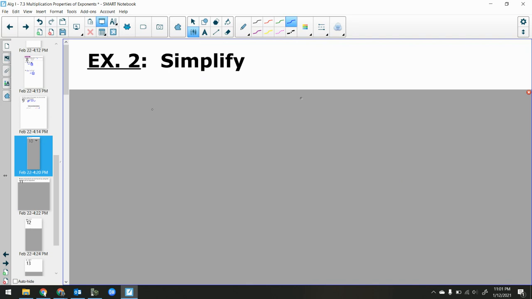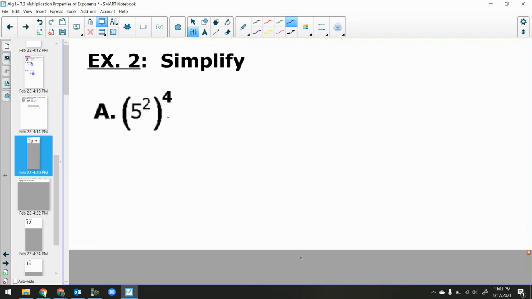Let's practice with that now. If I've got 5 to the second to the 4th power, remember, power to a power, we multiply. That would get us 5 to the 8th power. Now I could reduce it down and get the actual number, but forgive me for not doing that right now. You just simplify with the common base, power to a power.